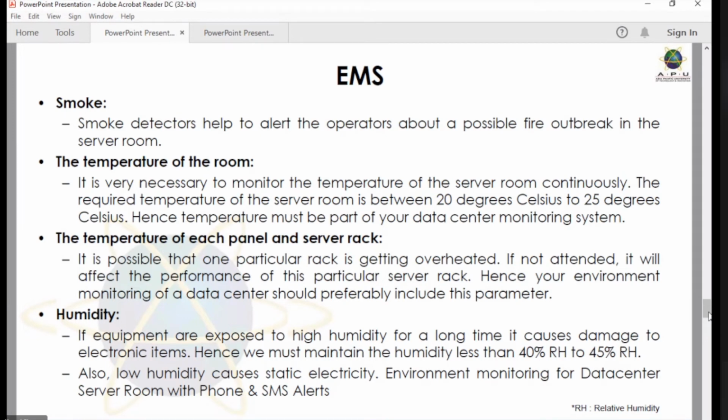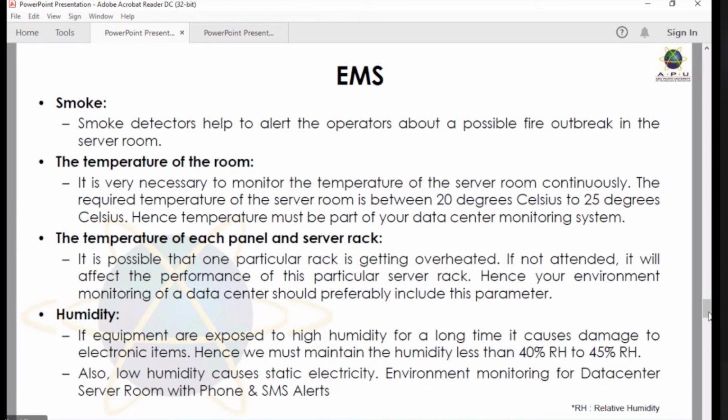And humidity: if equipment is exposed to high humidity for a long time, it can cause damage to electronic items. Hence, we must maintain humidity, and it is more preferred between 40% RH to 45% RH. So we should also have monitoring of humidity across the equipment. Also, low humidity causes static electricity.